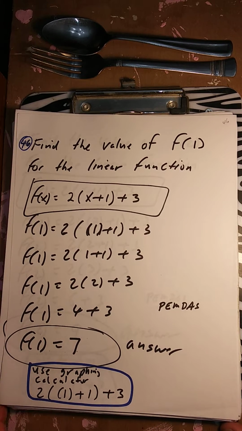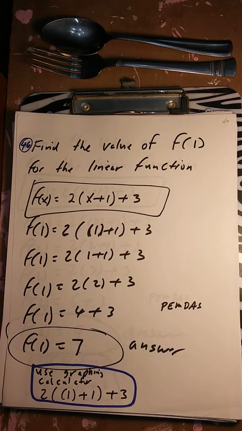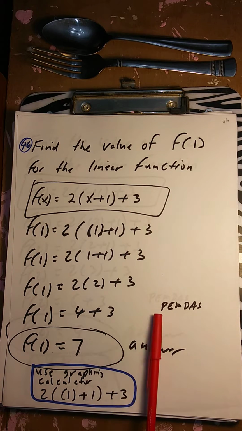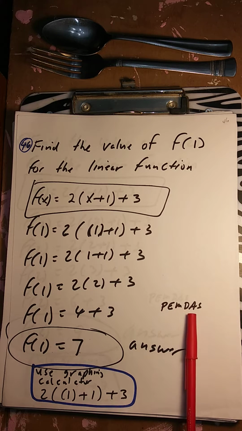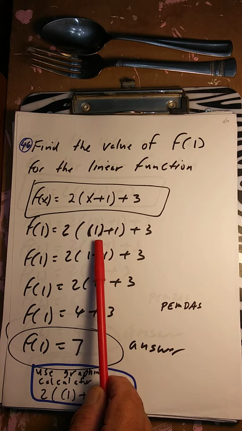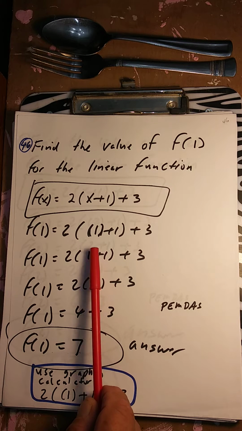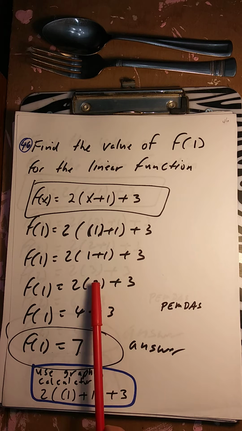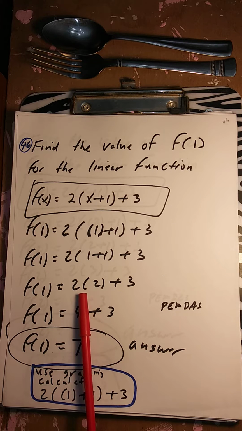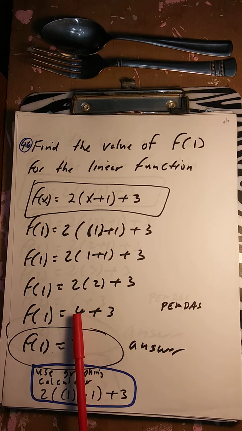Find the value of f of 1 for the linear function. 2 parentheses x plus 1 plus 3. Okay, so you've got to do the order of operations: parentheses, exponent, multiply, divide, add, subtract. So put the 1 in there. Take parentheses off. Parentheses right here, so we need to do that first. So 1 plus 1 is 2. So now we have multiplication, we have addition. We need to do multiplication first. So 2 times 2 is 4. 4 plus 3 is 7.